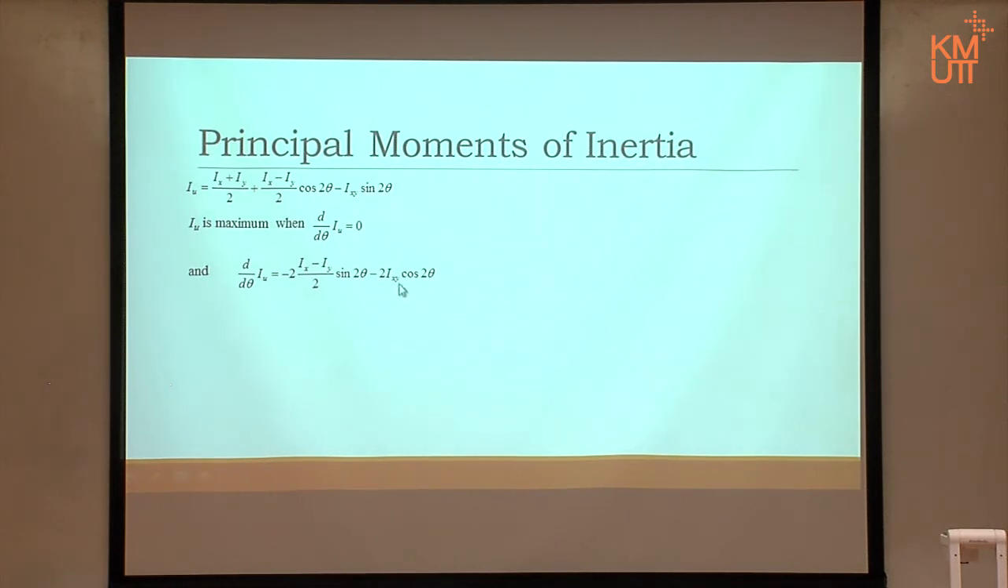Notice that we have sine, we have cosine, so maybe we should solve it in terms of tangent, right? Set it equal to 0 and then move it around, then we have that form. So now if we can find out what theta gives the maximum value of IU, what you can do is substitute that theta back into the equation and you get IU max, of course. That one is sometimes called the maximum principal moment of area, moment of inertia, sometimes called major, depending on the books, of course.